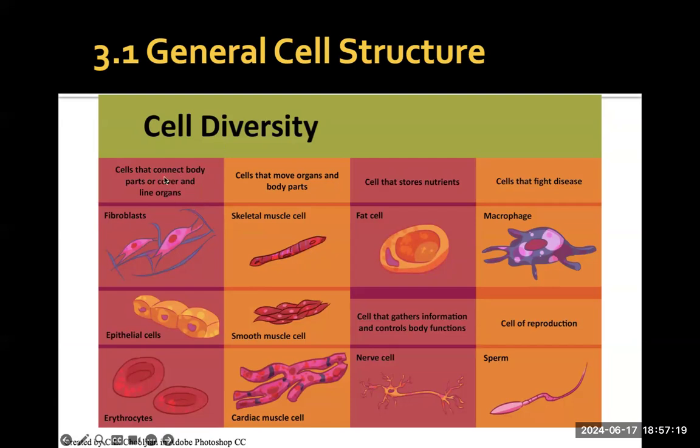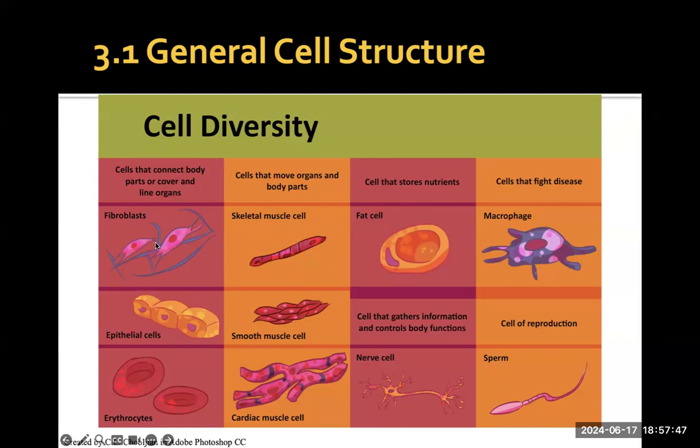So we have cells that are going to connect different parts of our body or cover organs or also line them. We have cells that are going to move organs or body parts. We have cells that are going to store nutrients. And then we also have cells that are going to help fight disease, like add to your body's immune system. So these are some of the examples, right, in this column of cells that connect or cover or line organs.